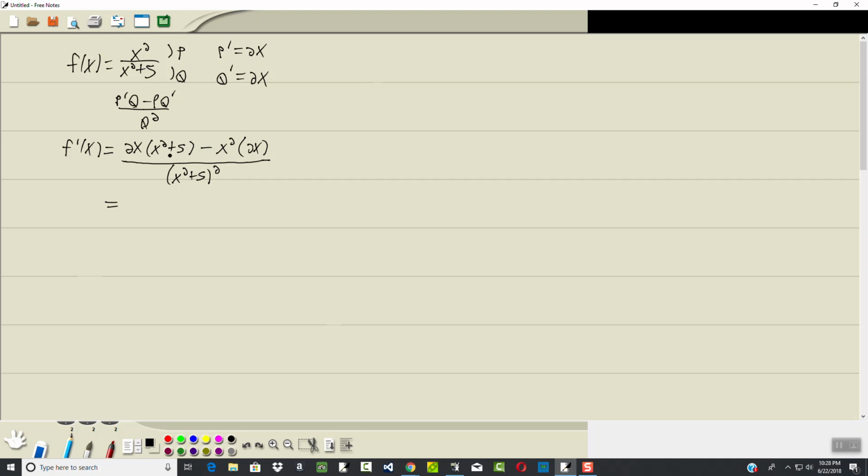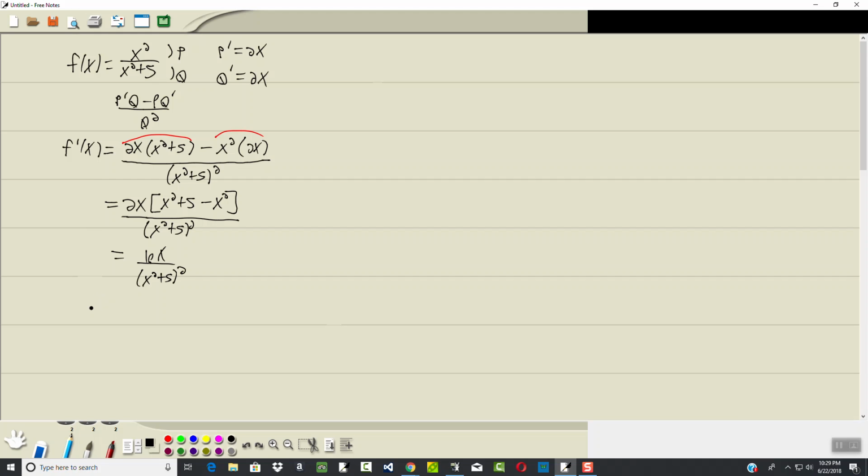Now I could get rid of parentheses, but I could also factor out a 2x. Because if I look at my groups, these right here, they both have a 2x in common. So I factor out 2x, and that leaves me x squared plus 5 there, minus x squared, over x squared plus 5 squared. X squared minus x squared drops away. 5 times 2 gives me 10x, over x squared plus 5 squared.